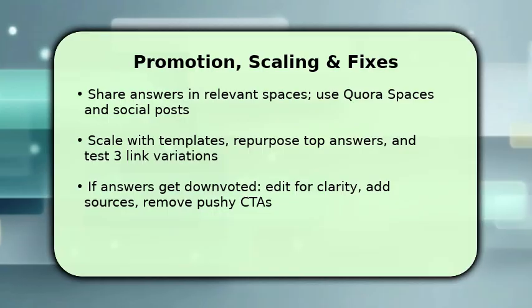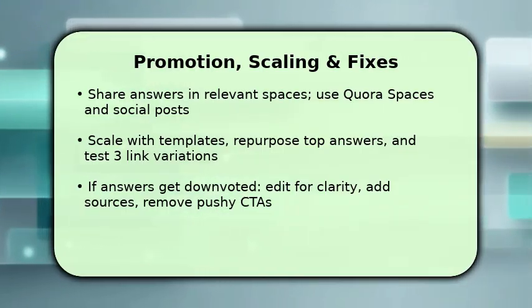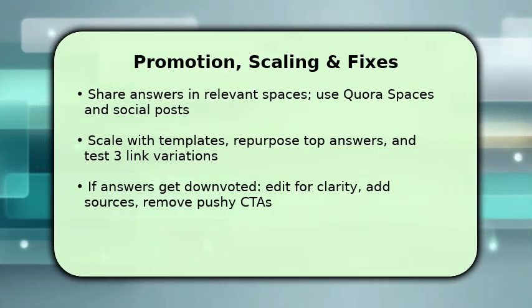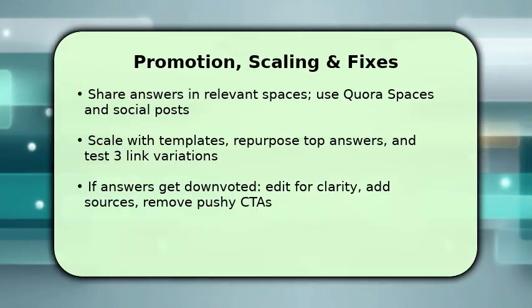Prioritize the best-performing offers. If something goes wrong, like downvotes or removal, edit immediately. Clarify points, add credible sources, and tone down aggressive CTAs. Make sure to monitor account health and diversify.